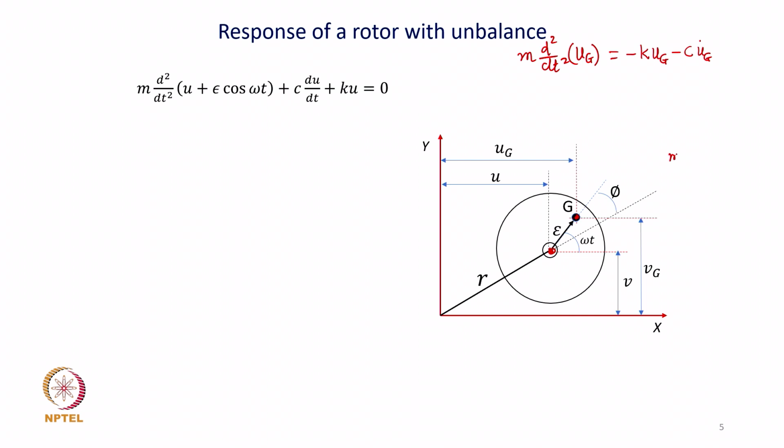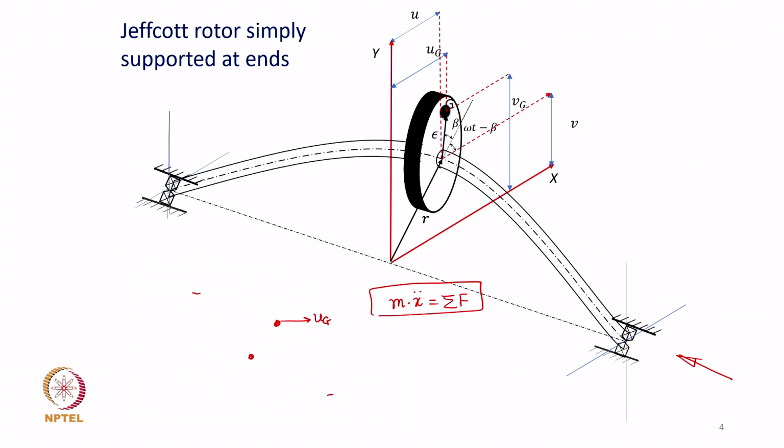You remember we have written mx double dot equal to minus kx minus cx dot. These are the restoring force and the dissipating force, and they act opposite to the direction of the motion, the x as well as x double dot. Now, why is this not correct? Because what is getting flexed? Is this point getting flexed? It is the shaft center which is getting flexed, right. Come back to this point. What will get restored? Because of the stretching in the shaft, the shaft center is going to get restored.